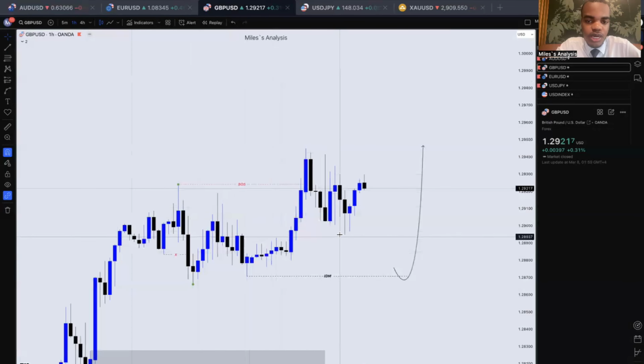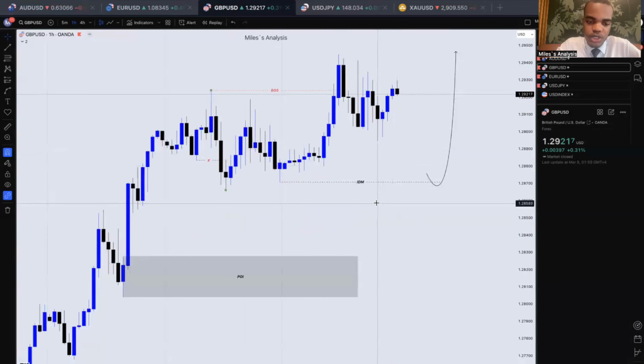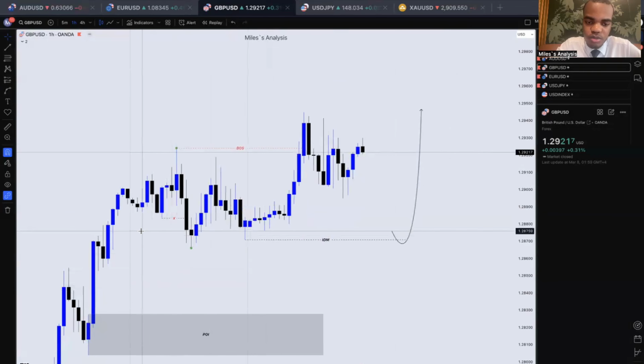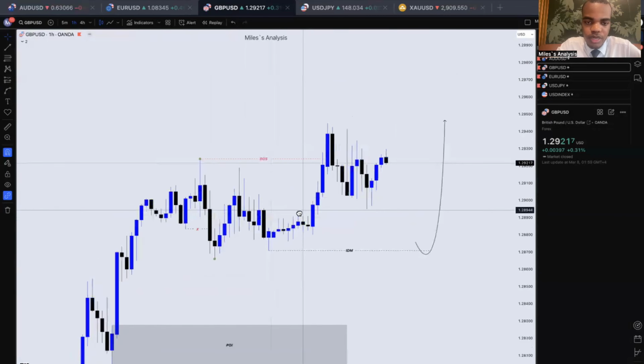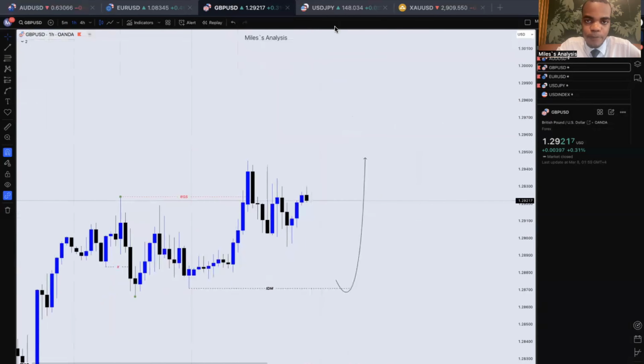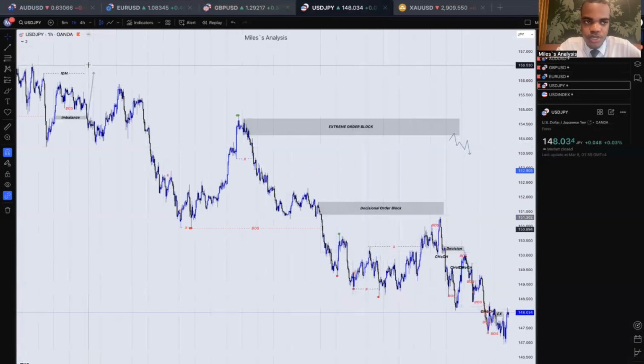So let's see how price will react. This is just the H1 perspective. I'll send analysis tomorrow on the lower time frames for entries. But on the H1, it's bullish. And the last pair is the USDJPY.